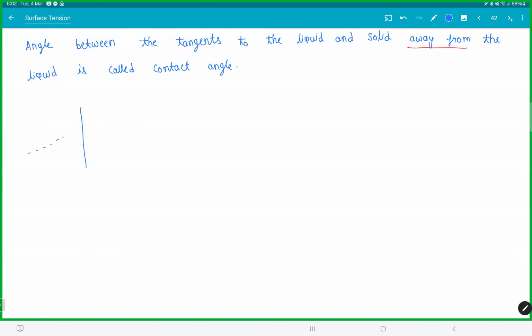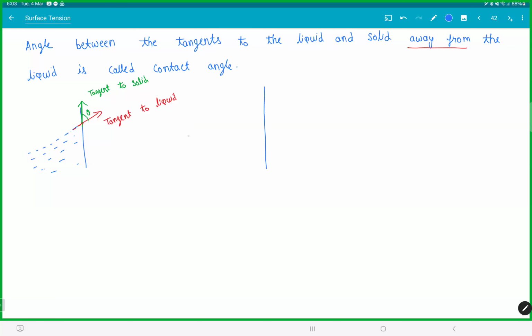So this tangent here for the liquid is away from the liquid. And for the solid, you can draw a tangent like this and a tangent like this, the upper one being away from the liquid. So this is the contact angle theta. You're getting it? This is the tangent to the solid. This is the tangent to the liquid. And you draw both of them away from the liquid. The angle between them is defined as the contact angle.